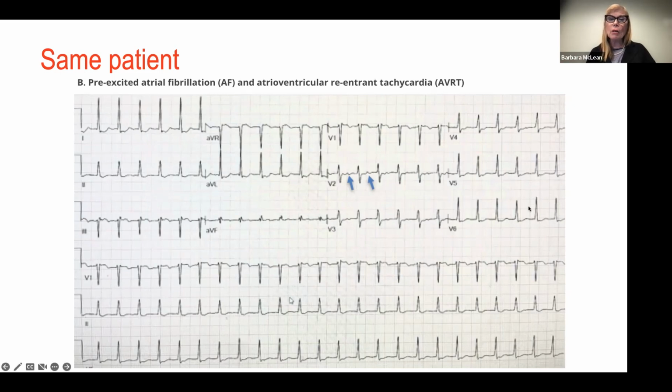And now you can just see here, it's a little bit hard to see, but you can see here in V2, you've got some fib waves, which are really, really important.